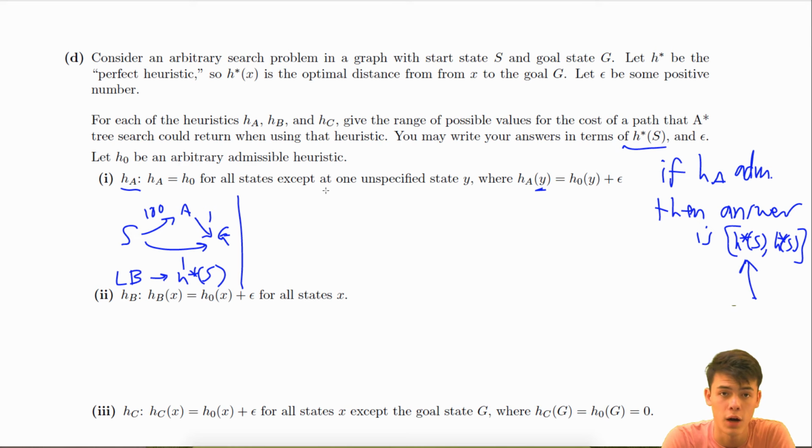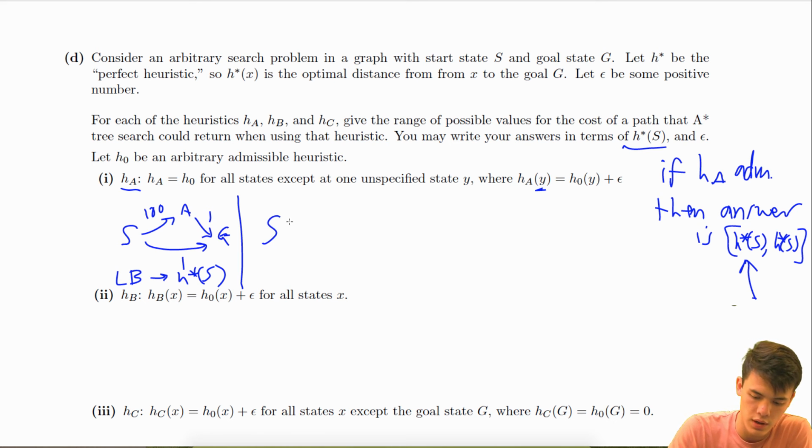Okay, so let's try to find an upper bound, which means we want to think about the worst case possible scenario. So what is the worst state y that could be corrupted? Probably one that's along some optimal path, because when something along the optimal path is distorted by epsilon, then the algorithm is going to keep that on the fringe for longer than it should be. So in the meantime, it's going to pop off other things, potentially popping off things on a suboptimal path that will eventually reach the goal before the algorithm pops off the optimal path, because we've deceived it by adding this epsilon. So let's try to construct a scenario like that.